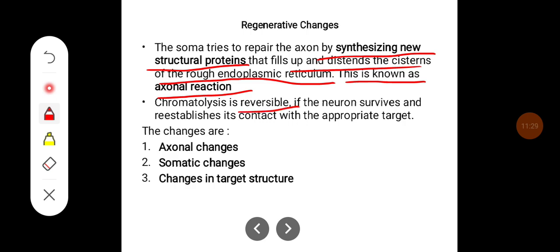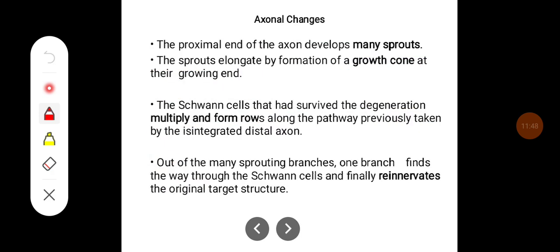Chromatolysis is reversible if the neuron survives and reestablishes its contact with the appropriate target. During regeneration, these are the changes that you can see in the axon, soma, and in the target structure. The axonal changes: the proximal end of the axon develops mini sprouts. The sprouts elongate by formation of the growth cone at their growing end.